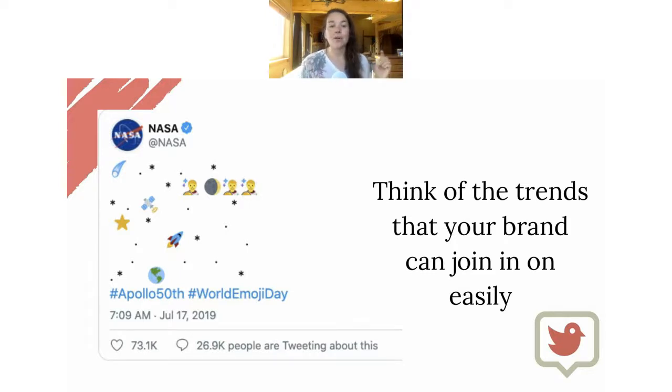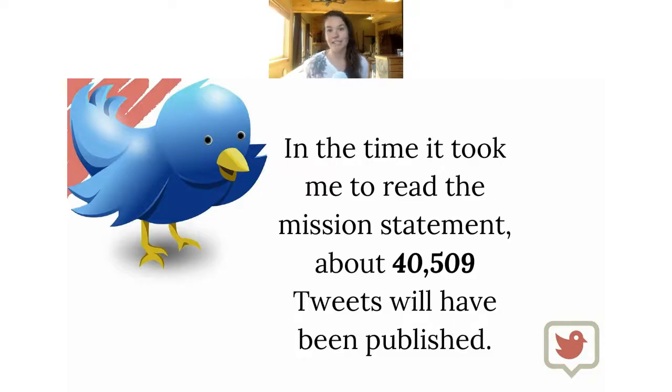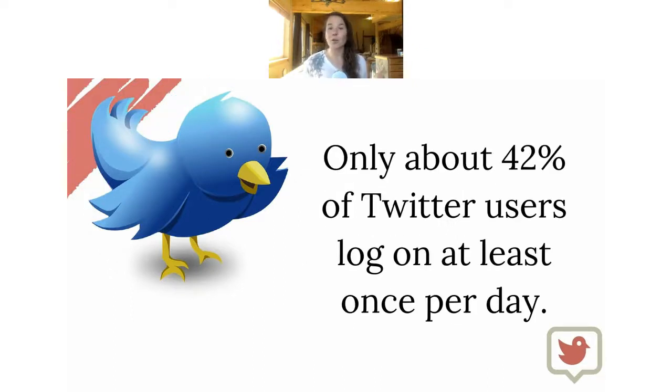All right. So some stats for Twitter real quick before we look at more examples and talk about more categories that work well on Twitter. You need to remember how quick of a moving platform Twitter is compared to the other networks. In the time it took me to read Twitter's mission statement there, about 40,000 tweets will have been published. Insanely fast, right? So that means for you, you need to be showing up on Twitter quite a bit more often. And a lot of people get really nervous when I say, add a few more time slots to your schedule than you might be used to.